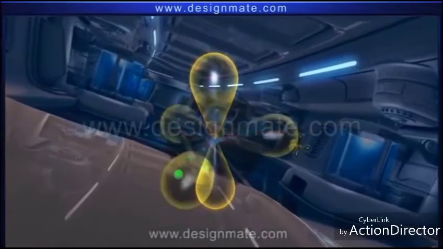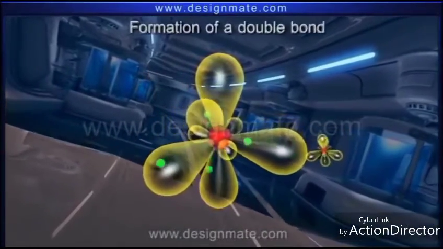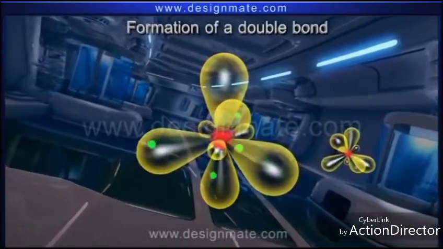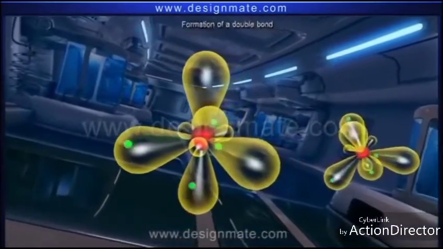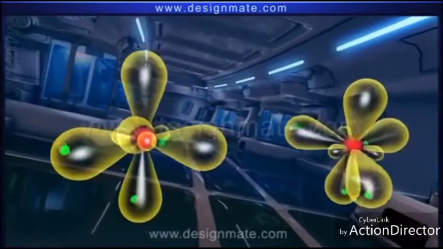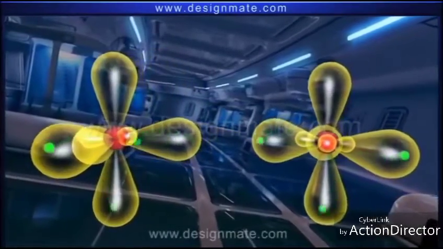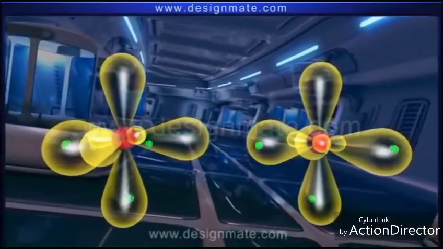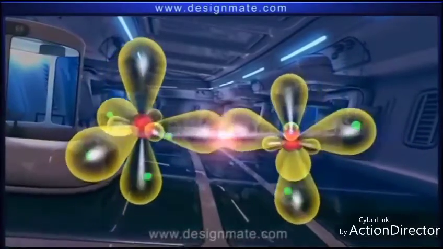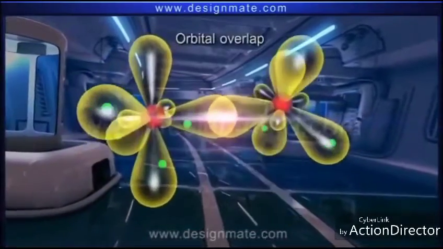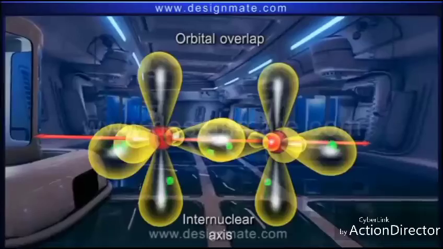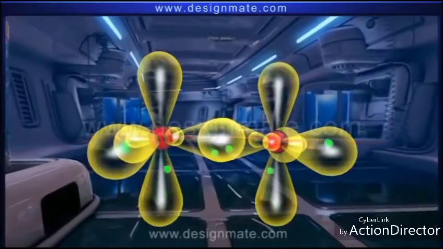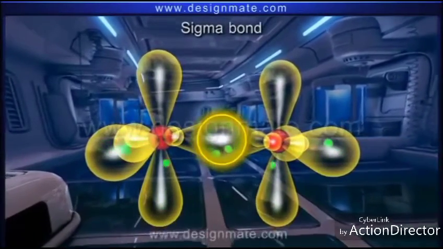Now, let us understand how this hybridized state results in the formation of a double bond. For this, imagine a similar sp2 hybridized carbon atom approaching this carbon atom. As these atoms come closer, an orbital overlap takes place along the internuclear axis. This bond is called a sigma bond.